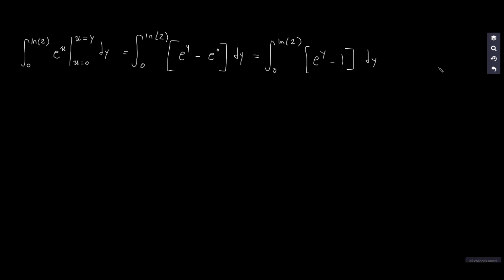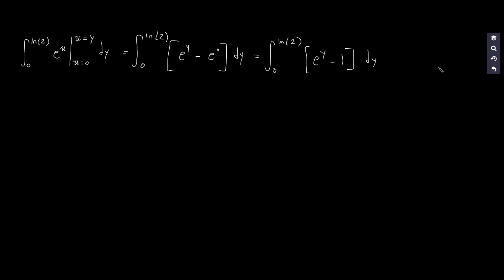Now this is a little bit easier to work with because this is a linearity rule situation, and I'll write it out, but we're going to integrate that e raised to the power of y, and then integrate that minus 1. Well, the 1 is just going to have a y on it, so it's going to be e raised to the power of y minus y, I think.